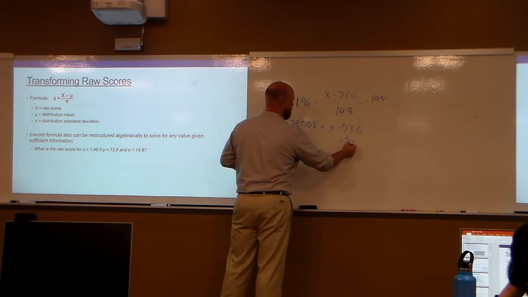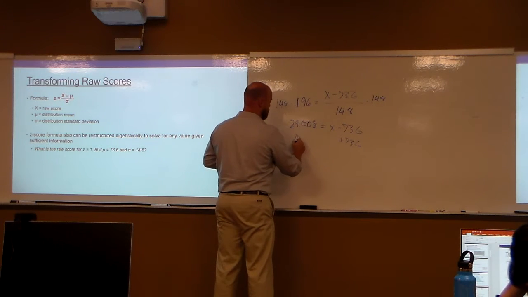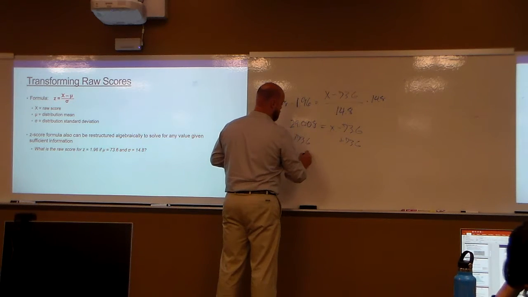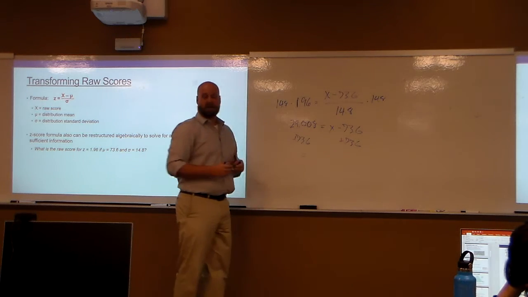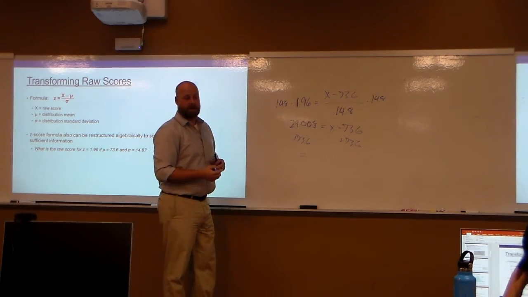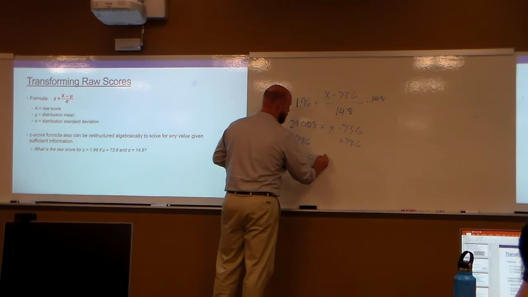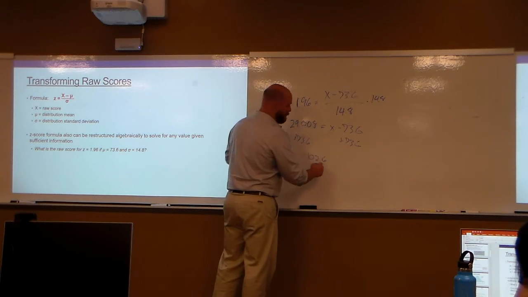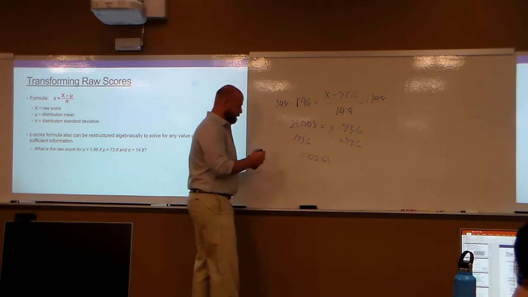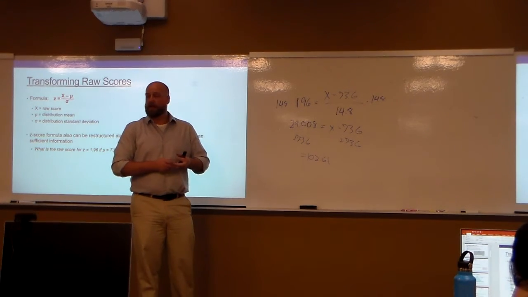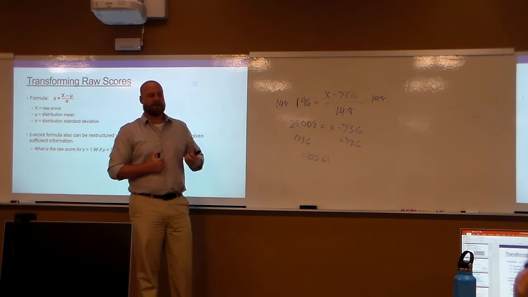Add this. What's my x value here? 102.608. I'm fine with that. Okay, all right, that's my answer. What should I do with that answer?